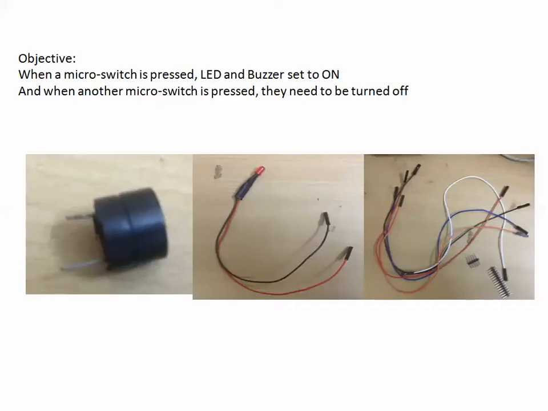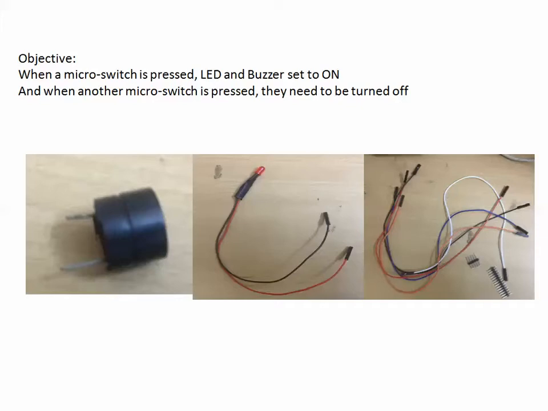Now we will talk about the first exercise we are going to do with the Arduino Uno board. What is the objective? What are we trying to do? Out of the 3 micro switches available on this Arduino board, when a micro switch is pressed, a connected LED and buzzer need to be set to on, and when another micro switch is pressed, they need to be turned off. In case of the LED, it will glow, and in case of the buzzer, it will ring.